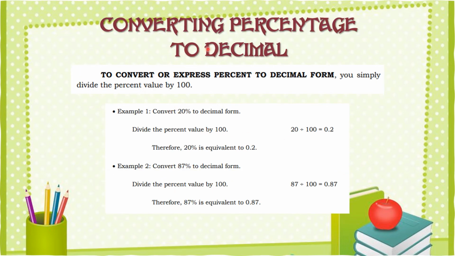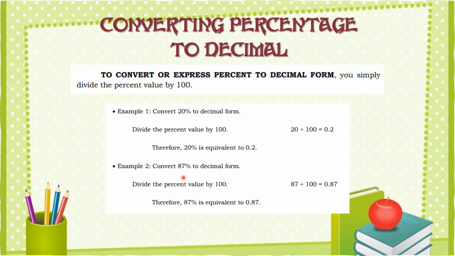We have to convert percentage to decimal. Okay, the opposite of the first one that we have. So convert 20% to decimal form. The formal process is just to divide the percent value by 100. So 20 divided by 100 is equal to 0.2 or 0.20. You can also use your calculator for the accuracy of the result.